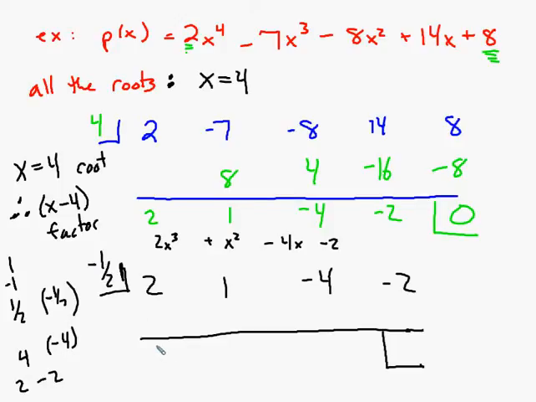Just see what happens. So we get 2, negative 1, 0, which is 0, negative 4, and then when I multiply that, I get 2, and a remainder of 0. So this is another root. So x equals negative a half is another root.